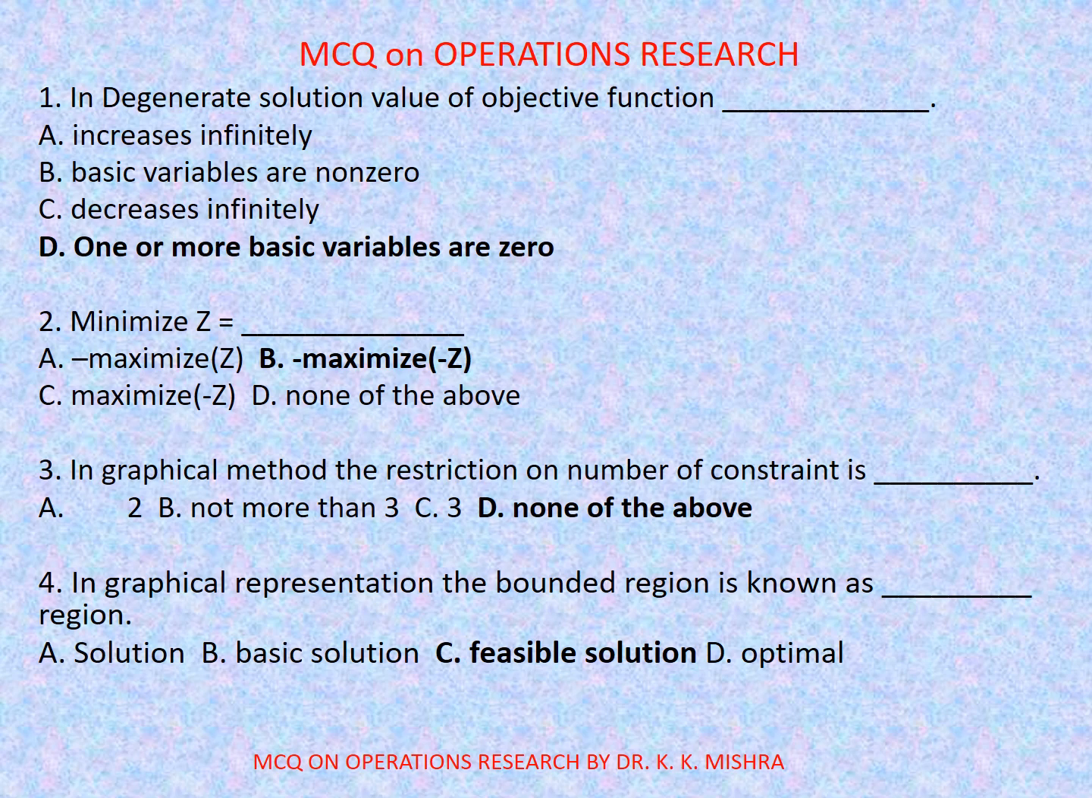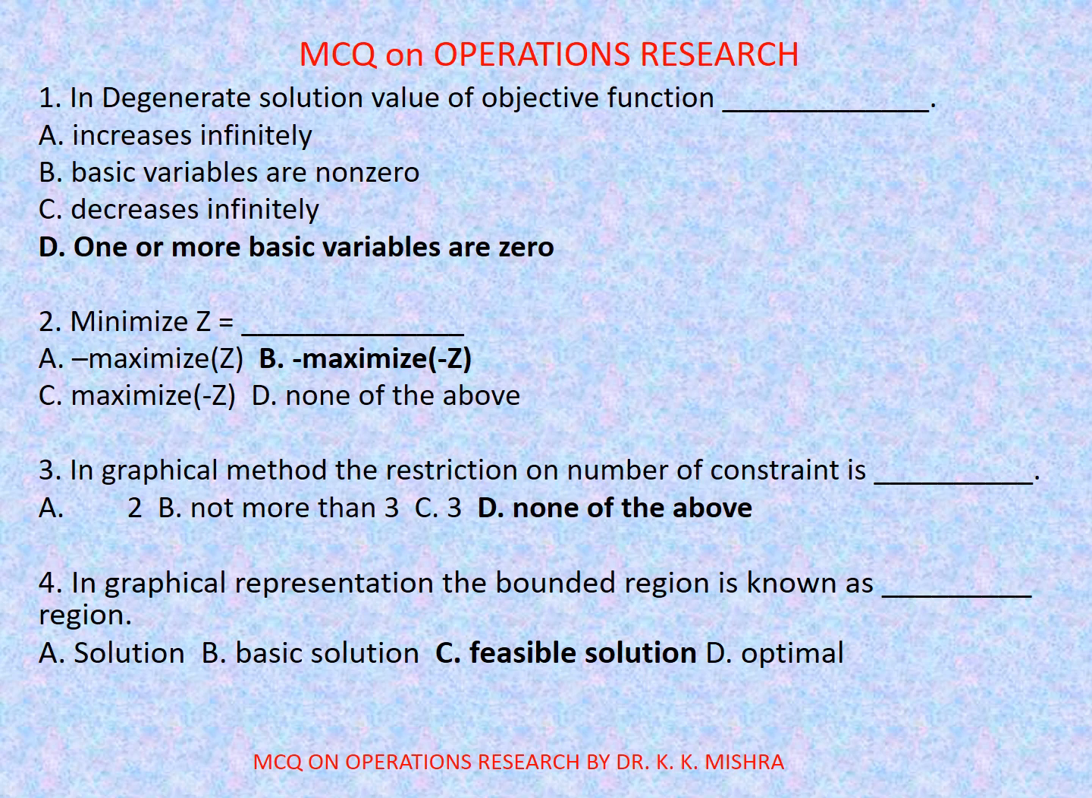Question number 3. In graphical method, the restriction on number of constraint is dash. A. 2, B. Not more than 3, C. 3, D. None of the above. Correct option is A, it is 2.